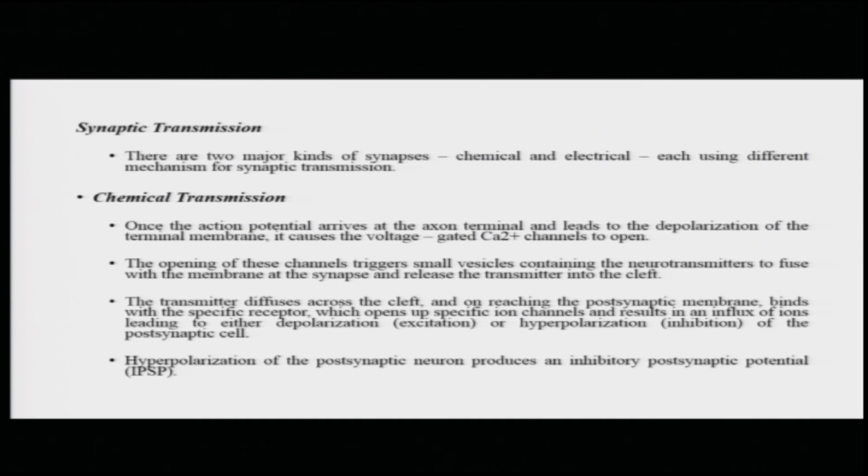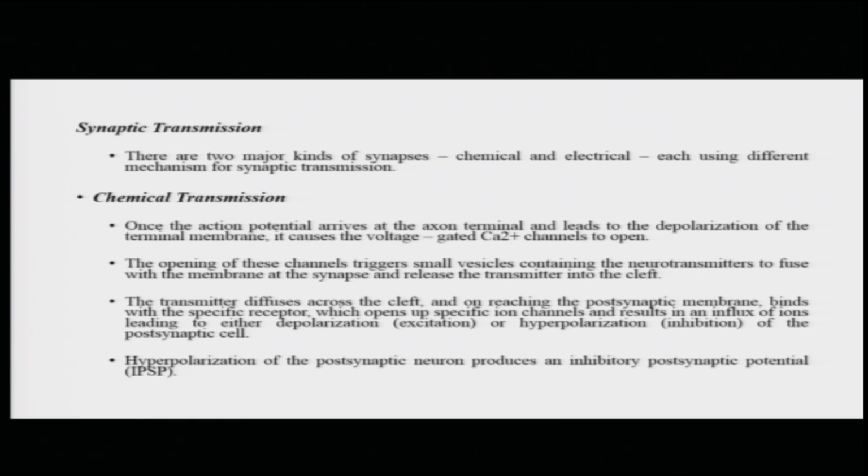Once the action potential has arrived at the axon terminal, it leads to depolarization of the terminal membrane, which causes the voltage-gated calcium channels in those areas to open up. Once these calcium channels open, they trigger the small vesicles containing neurotransmitters to fuse with the membrane of the presynaptic neuron, which causes the vesicles to release the neurotransmitters into the synaptic cleft. Once released, the neurotransmitters reach the postsynaptic membrane and bind with the specific neurotransmitter receptors available on the membrane of the postsynaptic neuron.